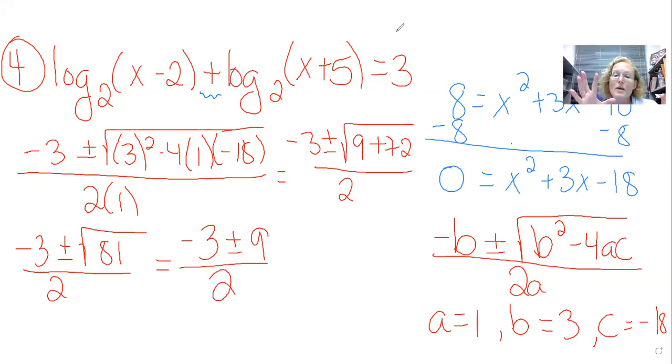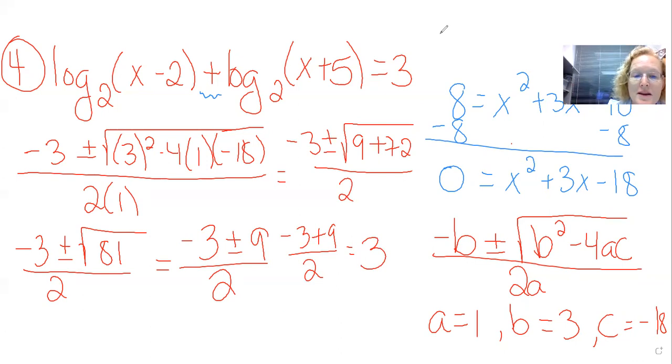Since you have numbers here, you can actually split this apart, and I'm going to do it in 2 different colors. One of these would be negative 3 plus 9 over 2. If you do that, negative 3 plus 9 is 6 over 2, and that is going to equal 3.